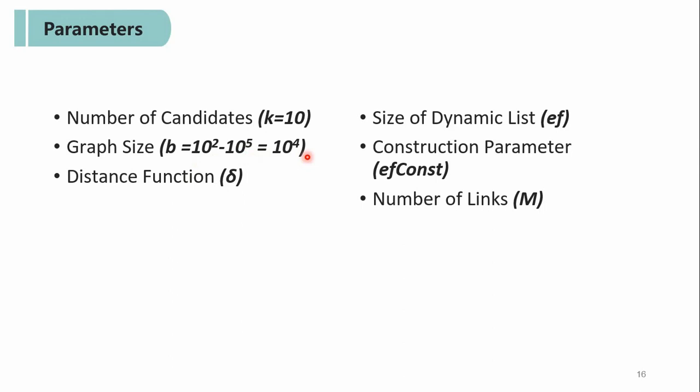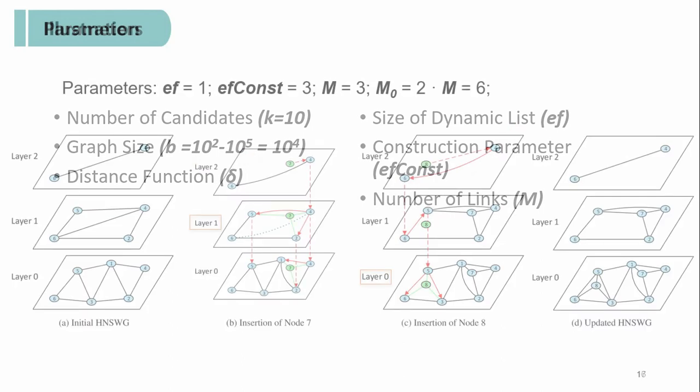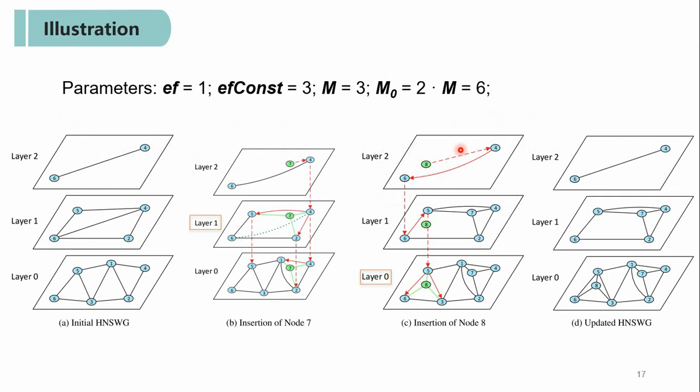For the size of the dynamic list, these are the nearest neighbors to be searched among the candidates on the layers that are above the layer where a node is to be inserted. The construction parameter is the number of nearest neighbors to be searched on the layer where a node is to be inserted, and the layers below. And the number of links is the number of nodes to be connected to the newly inserted node. Setting high values of these parameters can increase the effectiveness of the method, however there will be a trade-off with efficiency. This is an example of the proposed method.